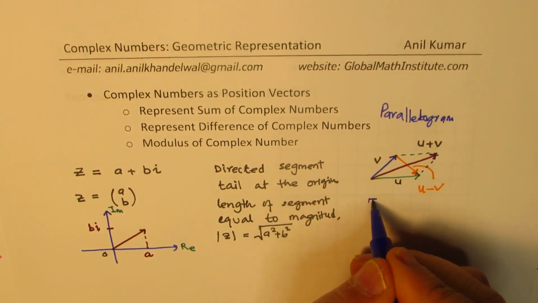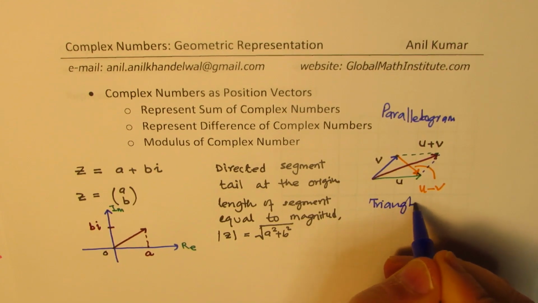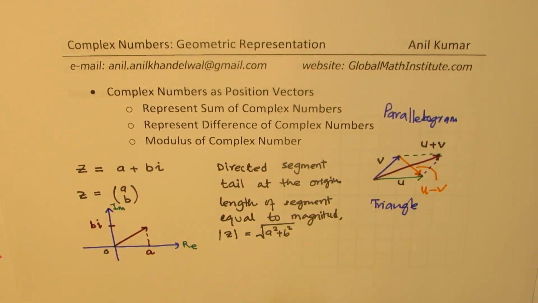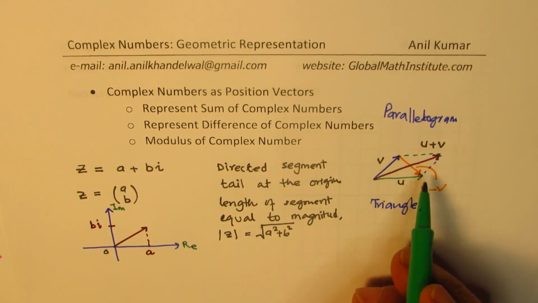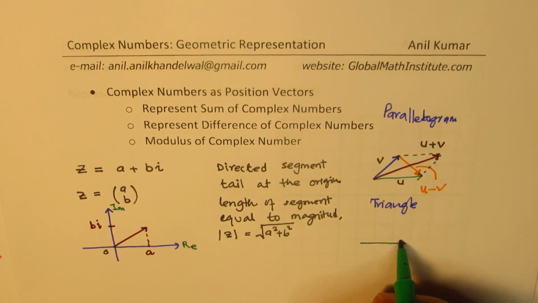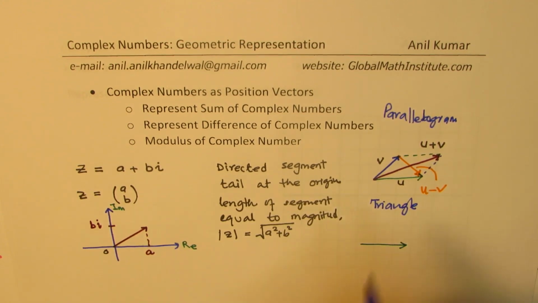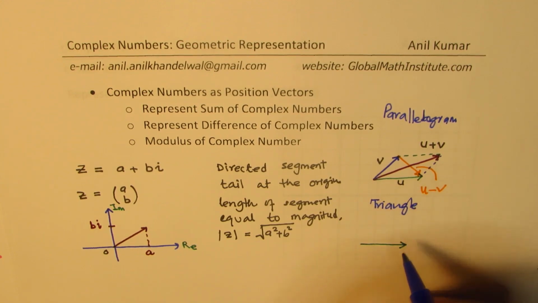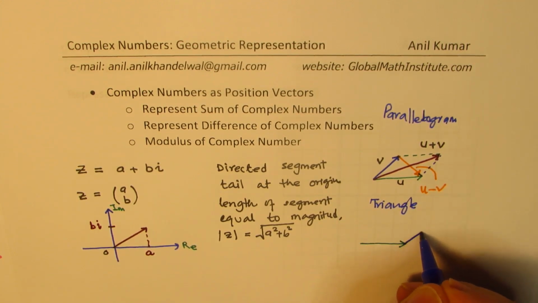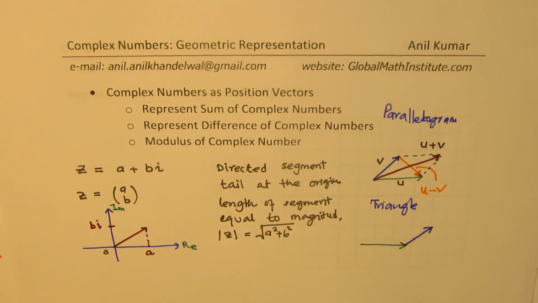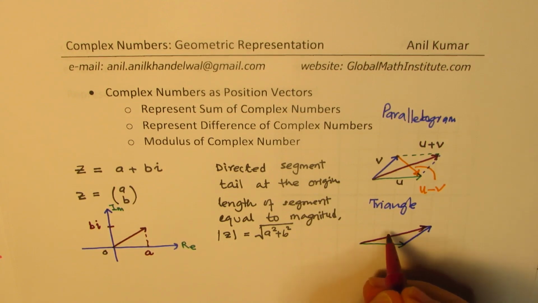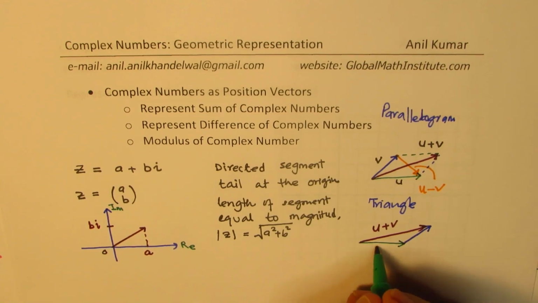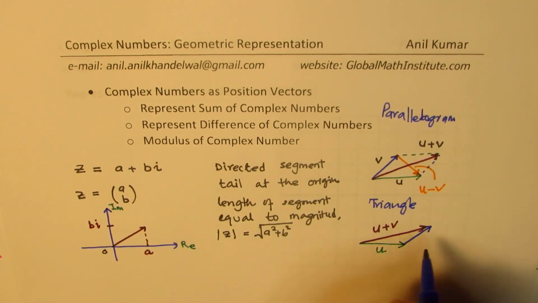And we also have the triangle. So in the triangle method, you actually place the tail of the other vector on the head of the first one. So if this is my u, then the vector v will be translated so that its tail is on this, and the sum of these two vectors will be shown by the third side of the triangle. So that becomes u plus v, right? If this is your vector u and the other vector is v.